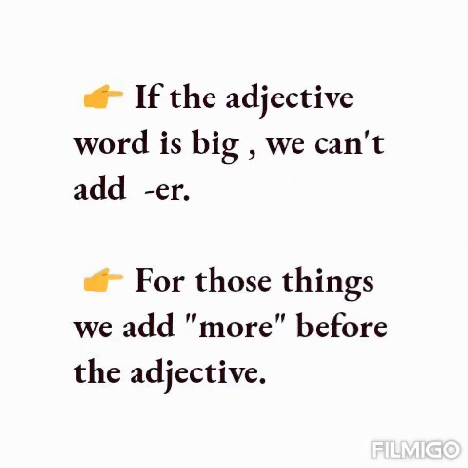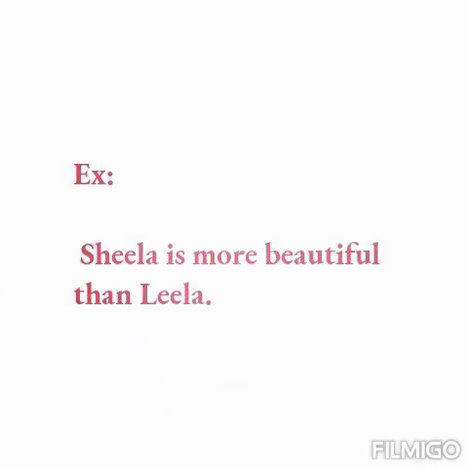If the adjective word is too long, that means the adjective word is big, we can't add ER to that. For those words, what can we do? Yes, we add the word more before the adjective. Not after, before the adjective, we'll add more to make it a comparison. Look at the example. Sheila is more beautiful than Leela. Here, for beautiful, we can't say beautifuler. So, for that, we have added more beautiful.